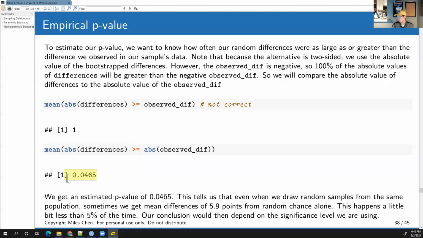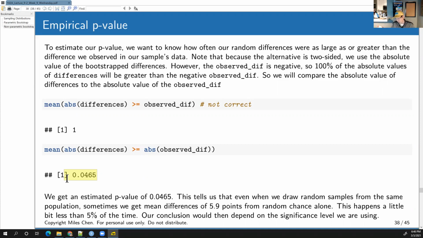And so it shows that when we draw random samples from the same population, sometimes we get mean differences of 5.9 points from just random chance alone. This happens a little bit less than 5% of the time. So depending on the significance level that we're using, we might reject the null hypothesis and say that, according to this data, there seems to be a difference between the mean educational achievement of the two different groups of people.